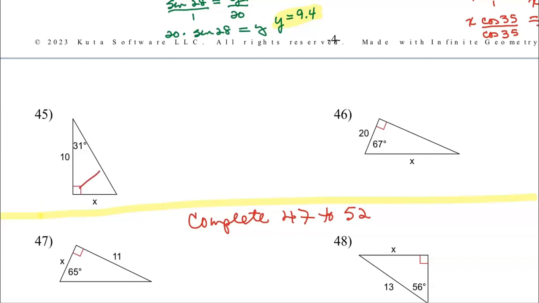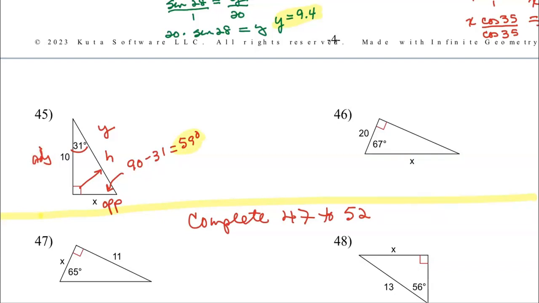Okay, remember, always identify your hypotenuse. I need a value for that. I'm going to make that my y. From this angle's perspective, the x is the opposite and the 10 is the adjacent. This missing angle can be obtained by saying 90 minus 31. So 90 minus 31 is 59. 59 degrees is one of the missing items I needed to solve for.